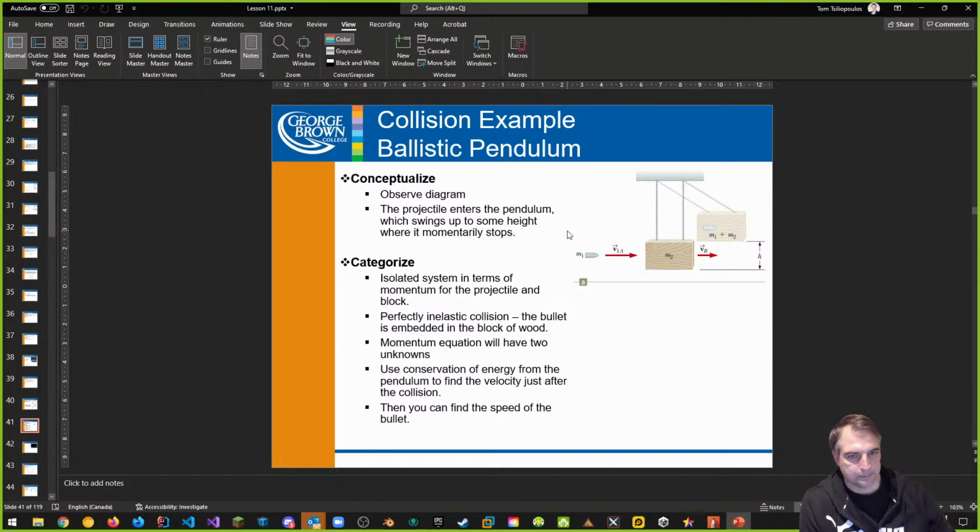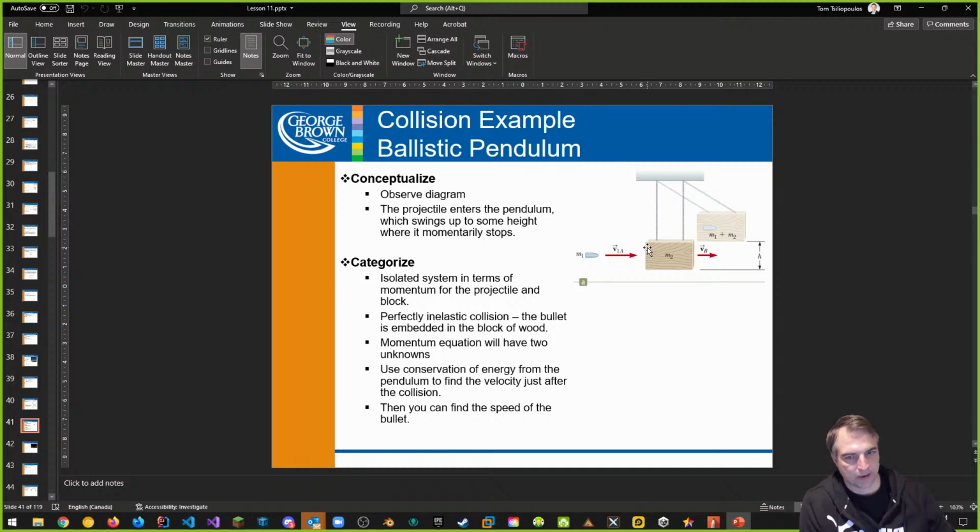All right, here's another one. I have something called a ballistic pendulum. The ballistic pendulum is an example where I fire a bullet and the bullet hits a block of wood. What happens to the bullet and the block? Well, we know a couple of things. The bullet gets embedded in the block, so the block gets deformed. If the block gets deformed, we have a perfectly inelastic collision, with the block and the bullet becoming one at the end.